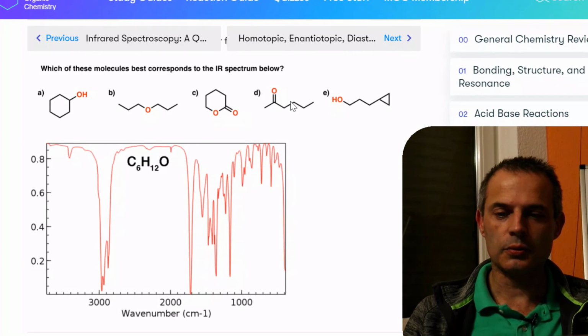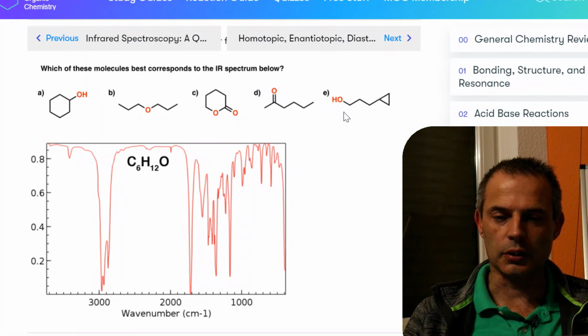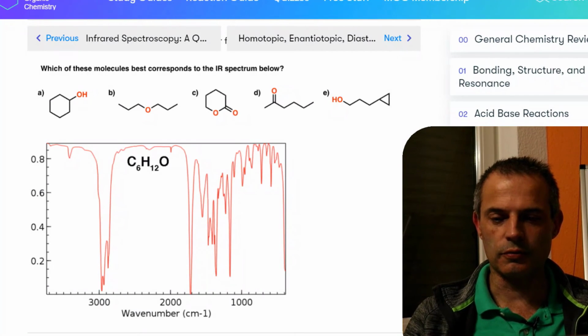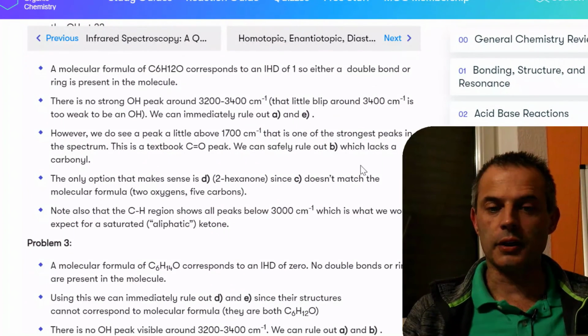Then it could be this one. It can't be this one because it's got OH at the end, although it's got this funky ring on it. So it should be D. Let's have a look at the answer. I have to flip window and flip. Okay, so they've done much the same.